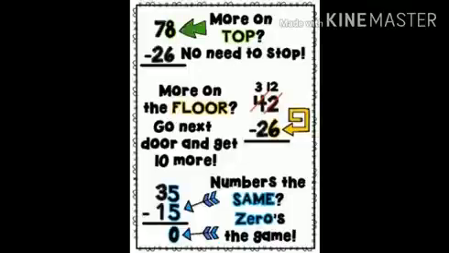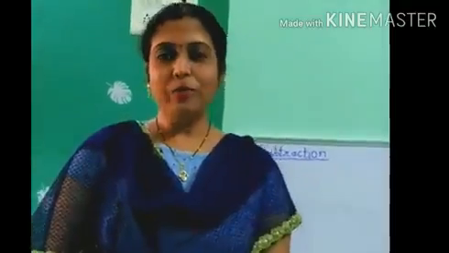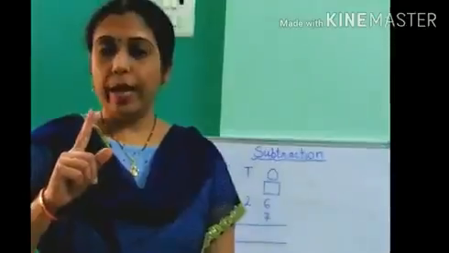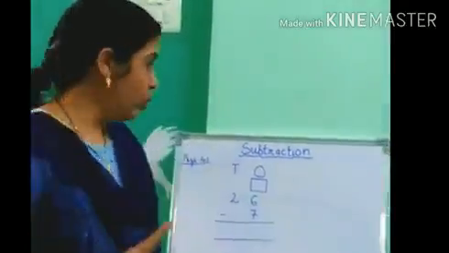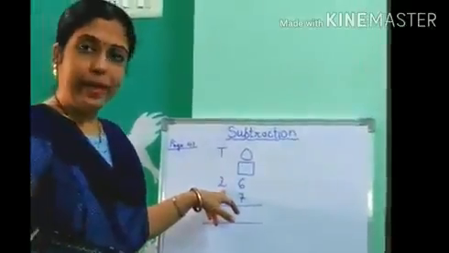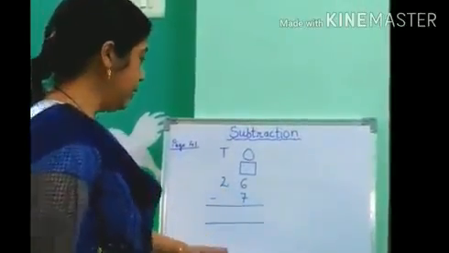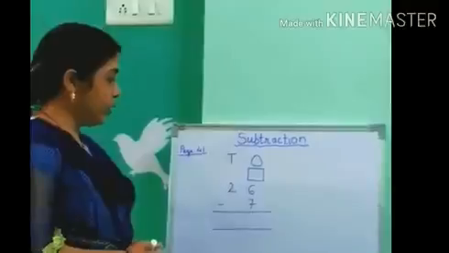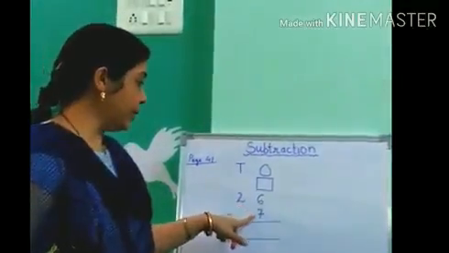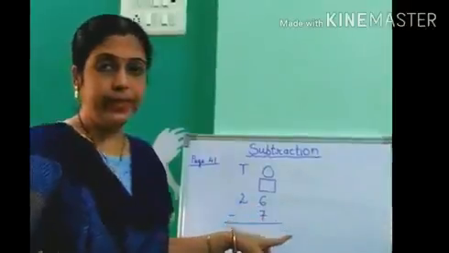Children, now let us apply the theory in our sums. We are going to solve one sum from page number 41. Here we are going to apply the rule more on the floor, go next door and bring 10 more, that you have learned in the subtraction poem. Okay children, let us see. Here we are going to subtract 7 from number 26.